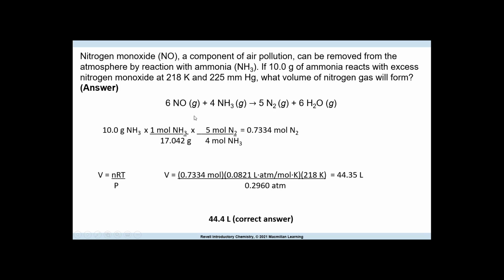So we're going to need to get to moles of nitrogen, which is what we do here. Based on the 10 grams, we get to the moles. From here, we can plug in the moles when we isolate volume. We've converted the millimeters mercury into atm, so we can use the correct gas constant, and it produces 44.35 liters of N2, which results in 44.4.